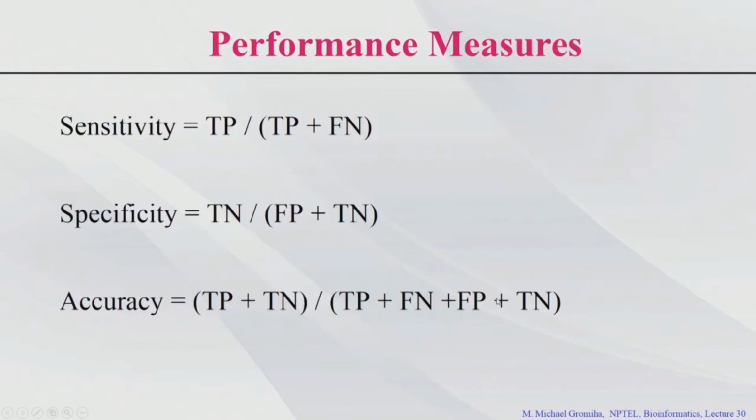This is the formula to calculate the sensitivity, specificity and accuracy. You can calculate sensitivity as true positive divided by true positive plus false negative, specificity as true negative divided by false positive plus true negative, and the accuracy as the number of correctly predicted data divided by the total number of data.